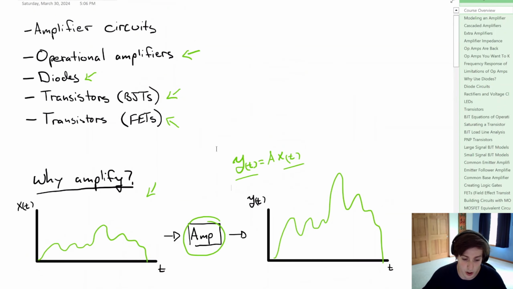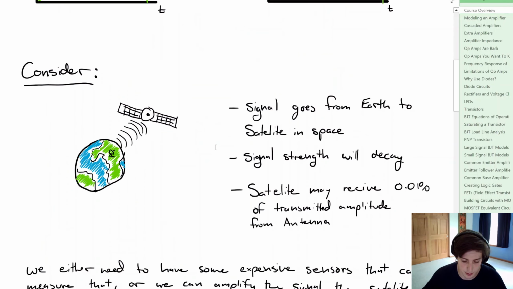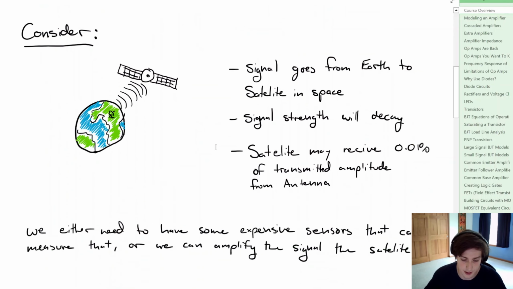Now if we consider why we would ever amplify anything, well, first consider the case of a satellite trying to talk to an antenna on Earth. And for this example, we're going to assume that the Earth is a sphere instead of the truly shaped donut that it really is. But nevertheless, we're going to have a signal that goes from Earth to a satellite in space. And unfortunately, as that signal propagates here on Earth, whether it be the atmosphere, we're going to see that that signal strength will decay.